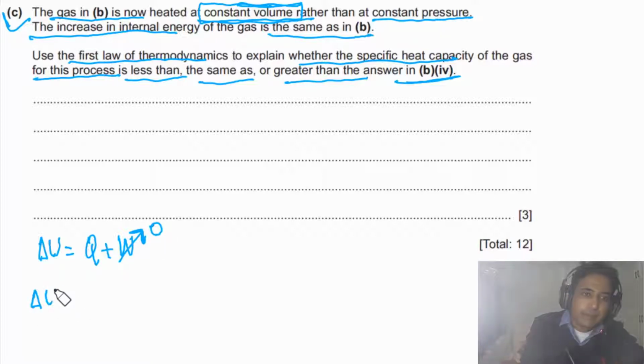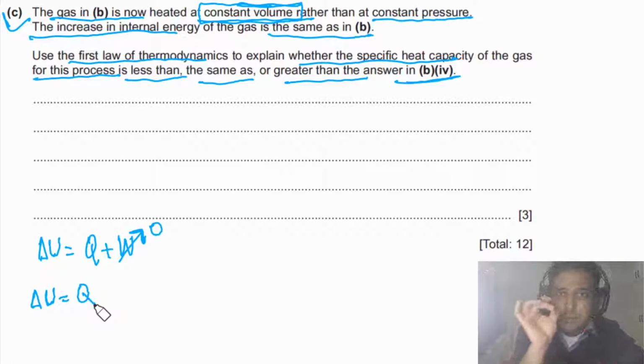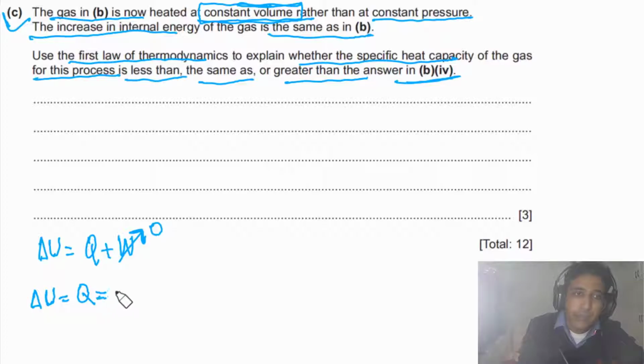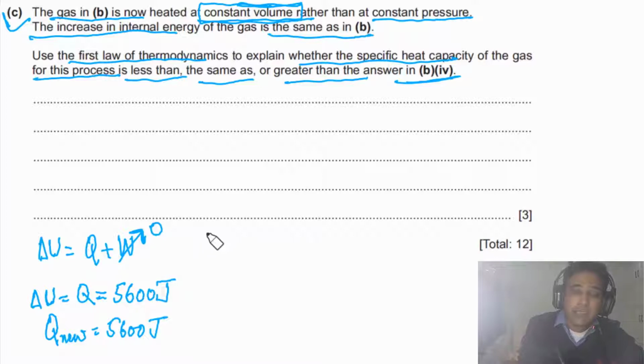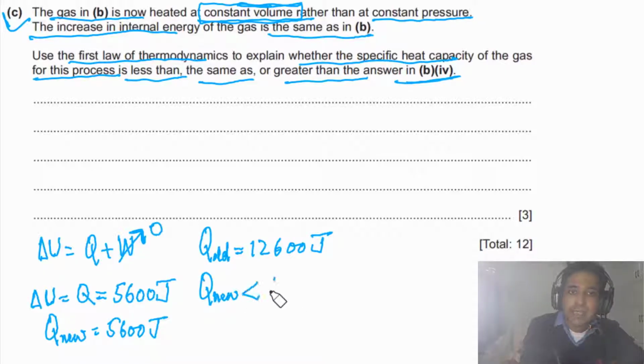So it simply means that in this case, the change in internal energy is equal to the amount of thermal energy supplied. And the change in internal energy was given to us in the question, and the value was equal to 5,600 joules. So the new value of Q is equal to 5,600 joules. In the last part, in part B, we calculated the old value of Q, that was equal to 12,600 joules. So the value of Q new in this case is less than the previous value of Q, or we can say Q old.